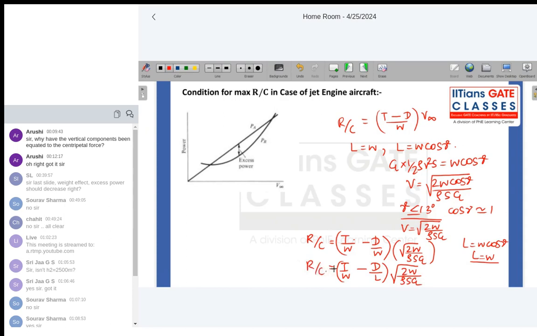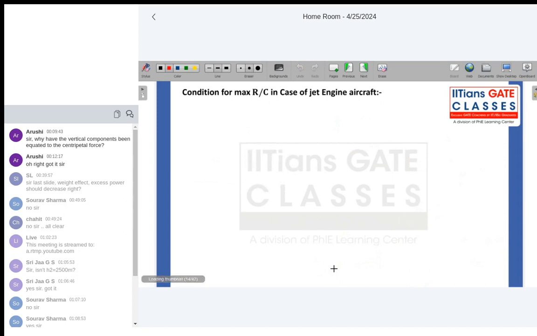Now I simplify it further. Then we derive the condition for maximum lift. Rate of climb is equal to thrust by weight minus drag by weight, where drag I will write as CD into half rho V square S, and lift I replace as CL into half rho V square S, into root of 2W by rho S CL.